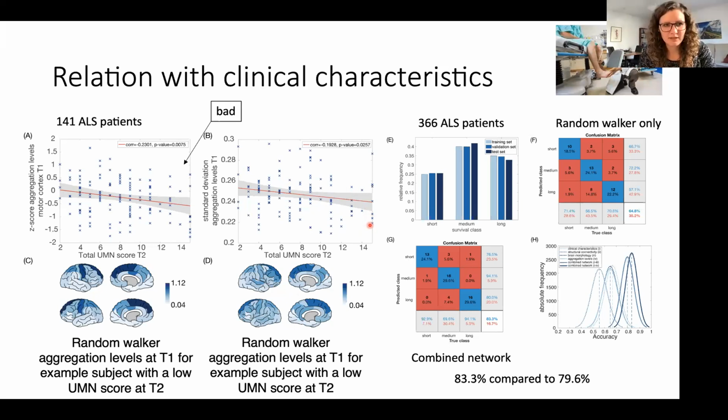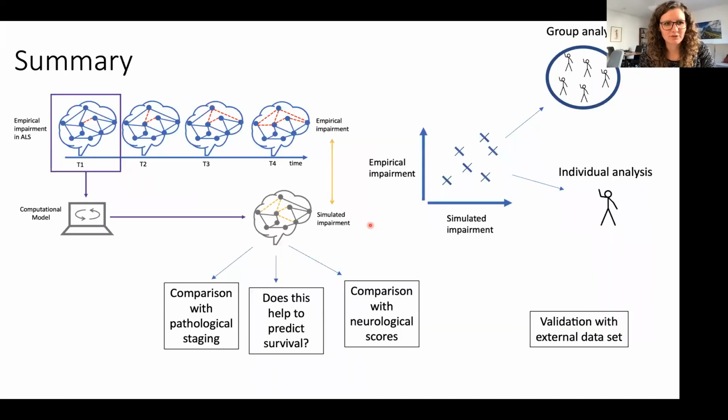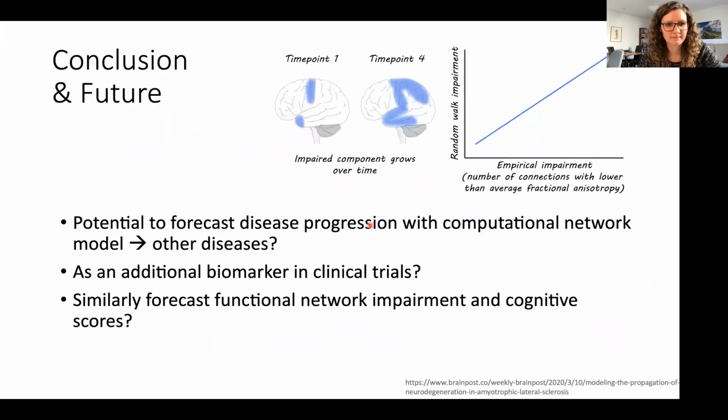So we were very happy that we found this, and by this we were then able to get this into the review process. And just a summary now of the things that I told you about this study, then I will have a short time to give an outlook. We compared with the postmortem staging that worked. We showed that the random walker helped to predict survival. We compared it with neurological scores and found some relationships. We showed this for group and individual analysis, and also we validated with an external data set.